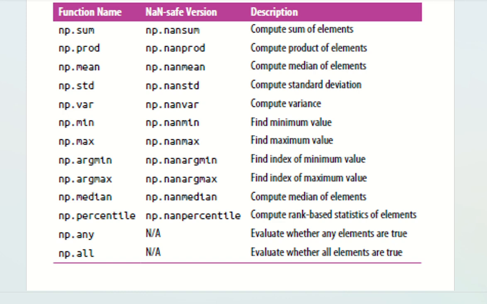For finding the minimum value, np.min. For maximum value, np.max. For finding the index of a particular minimum value, we'll use np.argmin. And for max, np.argmax. And for finding the median, np.median. And for finding the percentile, np.percentile. Then np.any checks whether any elements are true, and to evaluate whether all elements are true, that is called np.all.